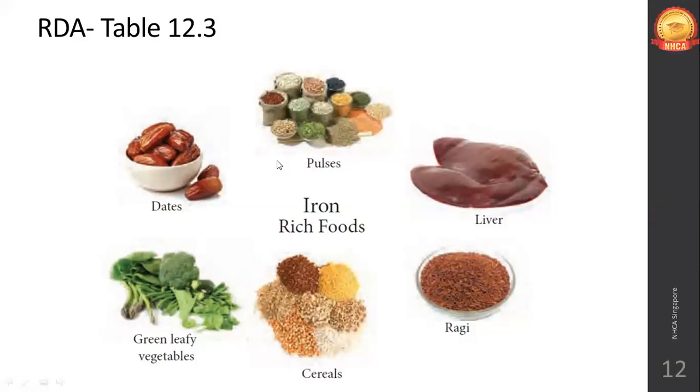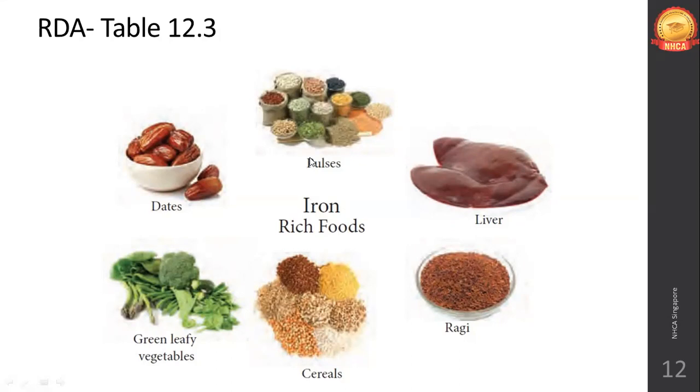So dates are a good source of iron, but you can't overdo dates because your glycemic index will be high, or blood glucose levels will be high. It is a good source of fiber as well as iron, but too much consumption of dates is not healthy because of blood glucose level reasons. Pulses are also good sources of iron, but you will have to check the table that they have given, which pulse comes under this category.